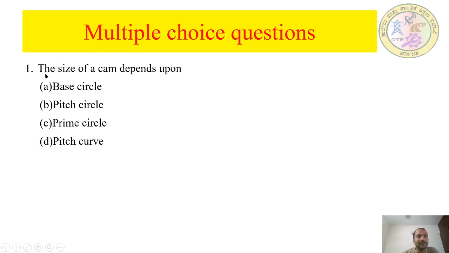The first one, the size of a cam depends upon, options are base circle, pitch circle, prime circle, pitch curve. The size of the cam depends on the base circle. The answer is A. So size of the cam is specified by the base circle.